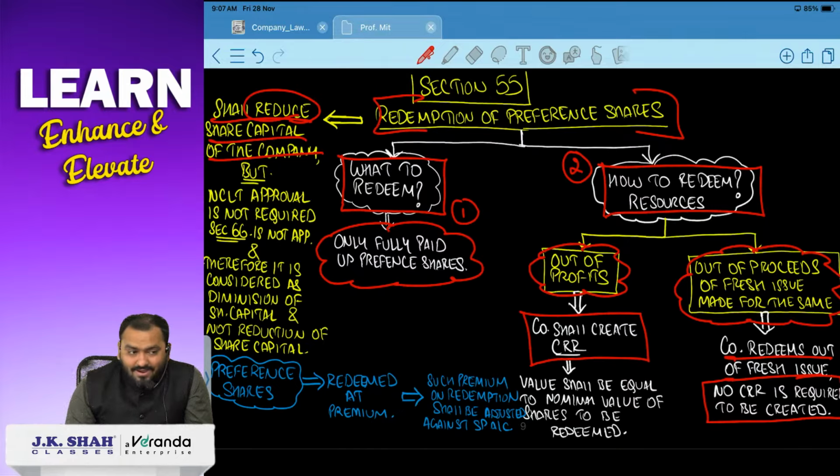So what is the logic? They say you can reduce your share capital only where it is permitted. Like you saw in the previous section we did, issue of shares at premium, section 52: securities premium amount should be used only for these five purposes. If you use it for any other purpose, it will lead to reduction and not diminution. Understood? Will we do that? We'll do that today.